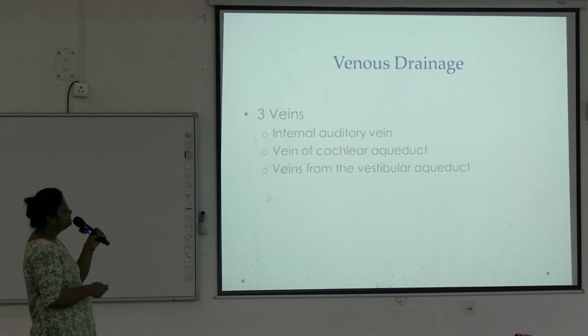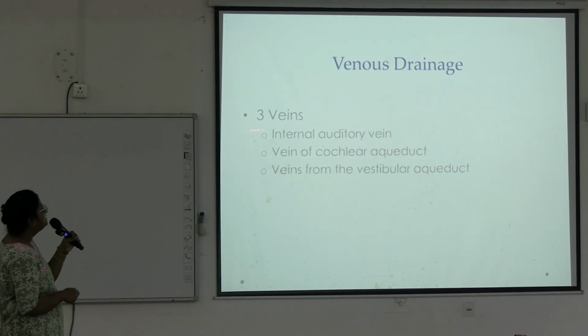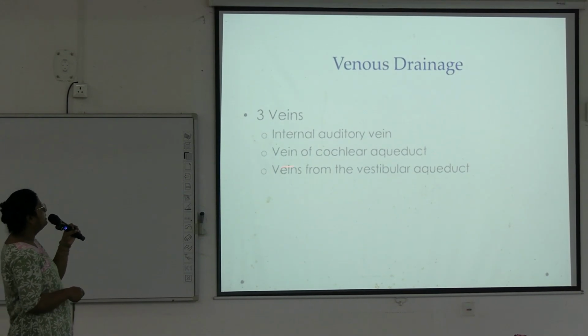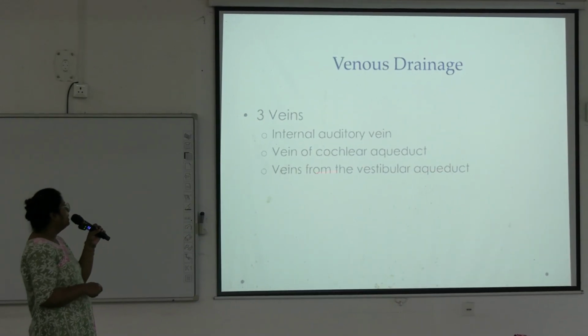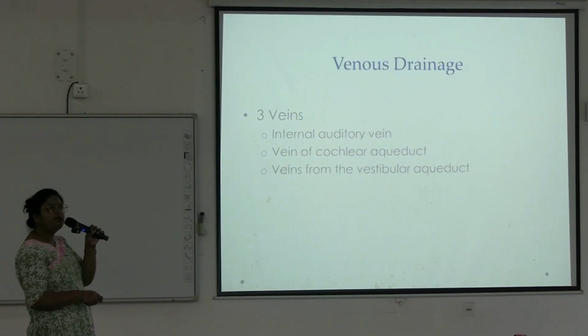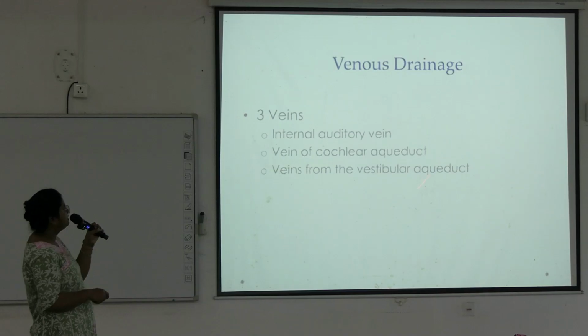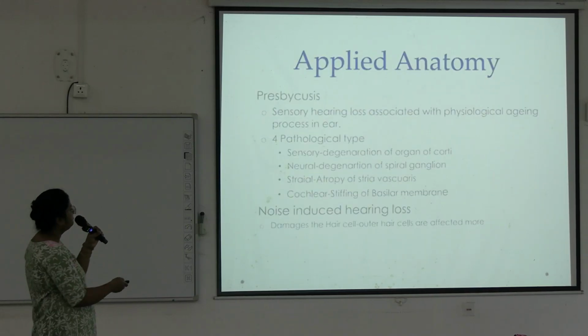Next we are going to venous drainage. Three veins are there: the internal auditory vein, the vein of the cochlear aqueduct and the vein of the vestibular aqueduct. So these are the venous drainage of the internal ear.